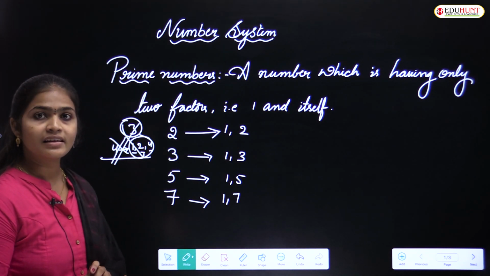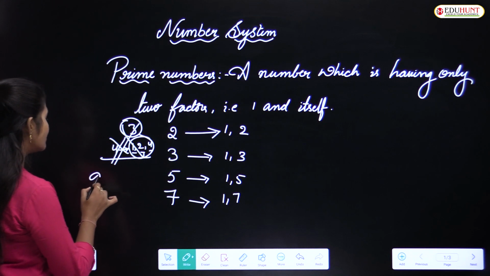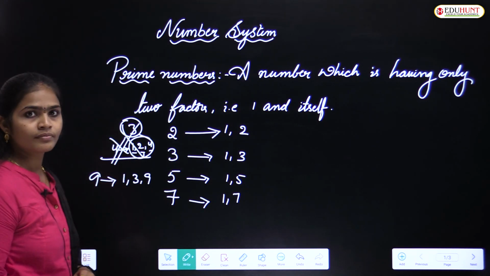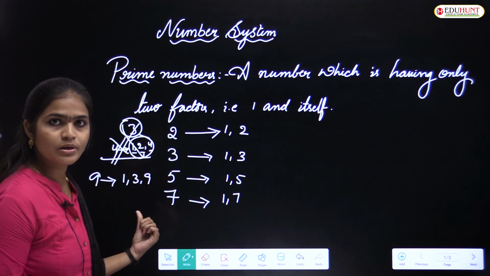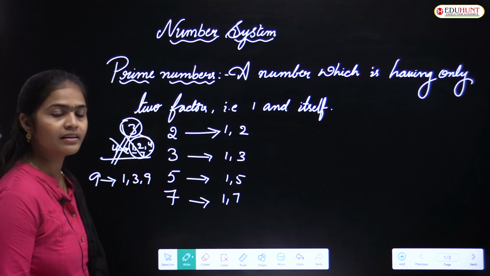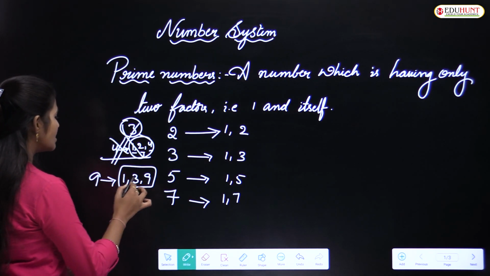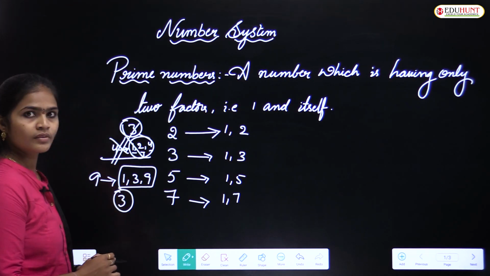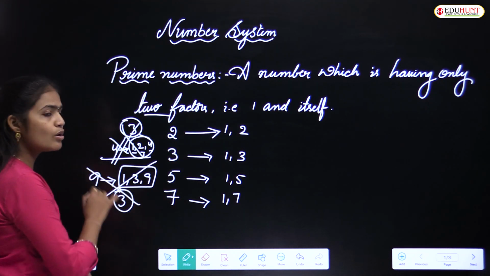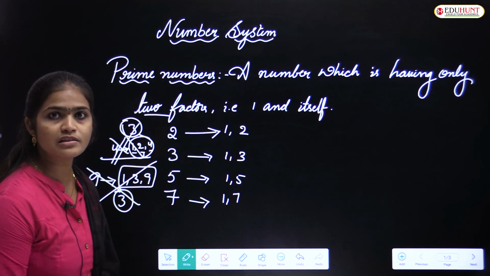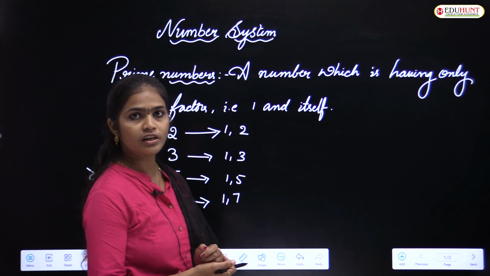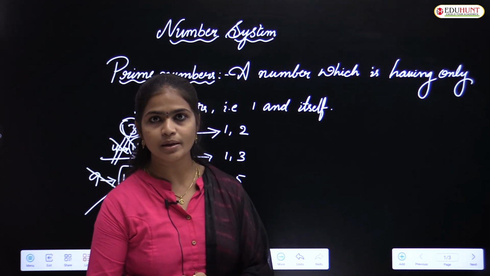Next 9 is having how many factors? Here 9 is having 1, 3, 9. 1 into 9 is 9, 3 3s are 9, 9 1s are 9. So the factors of 9 are 1, 3, 9. This is having 3 factors, but we need only 2 factors. That's why 9 is also not a prime number. Next 10, already we know it has 4 factors, so that is also not a prime number.